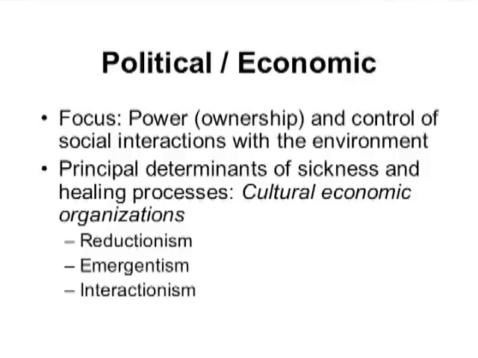The third example that we have is a political or an economic theory, and this can really be thought of as a Marxist analysis of a healthcare system. Within this, the focus is on power or ownership and the control of social interactions with the environment. The idea here is basically that people who are in power, people who have wealth, are able to control their environment around them and therefore are able to mitigate disease effects and maintain a high level of health.